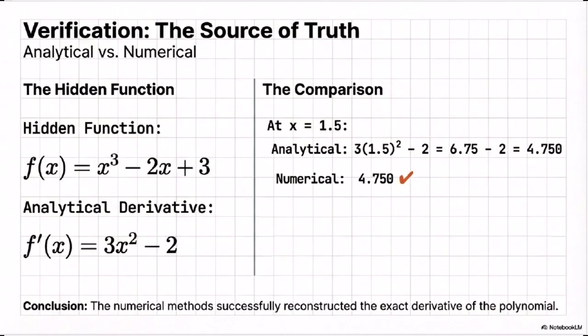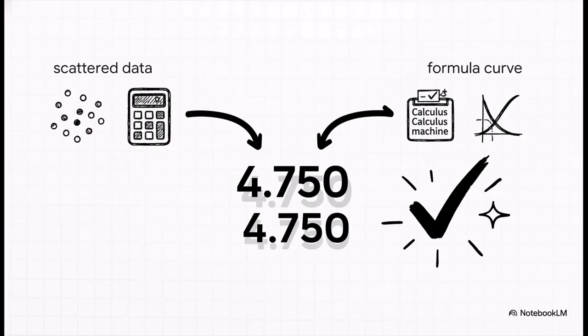The derivative of that function is 3x^2 - 2. And guess what happens when we plug our value, x equals 1.5, into that formula? We get exactly 4.750. It's a perfect match. Not close, not an approximation, it's identical.